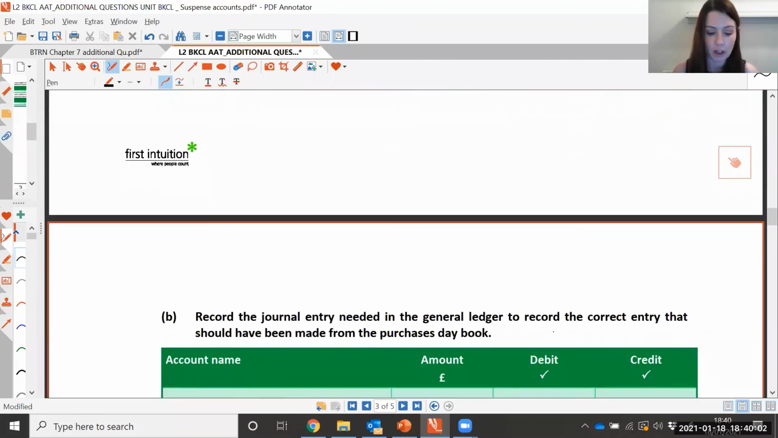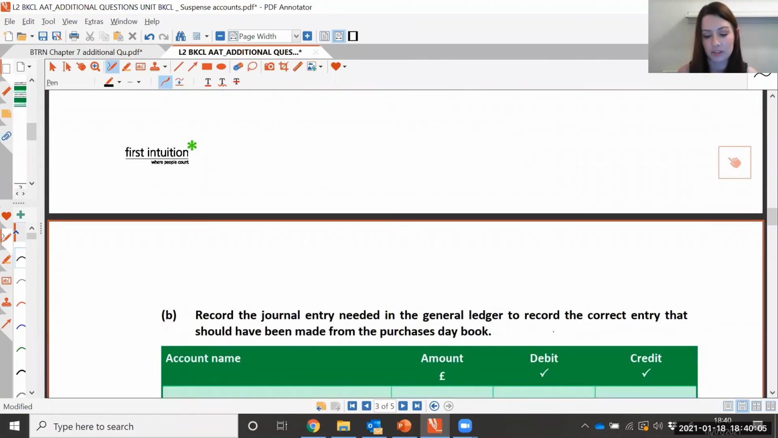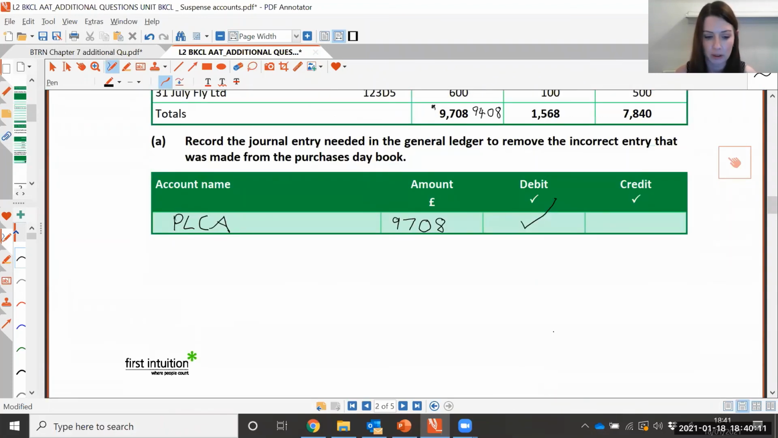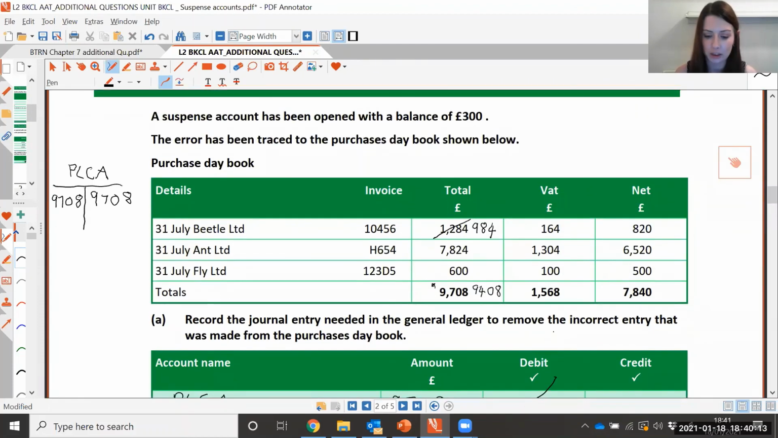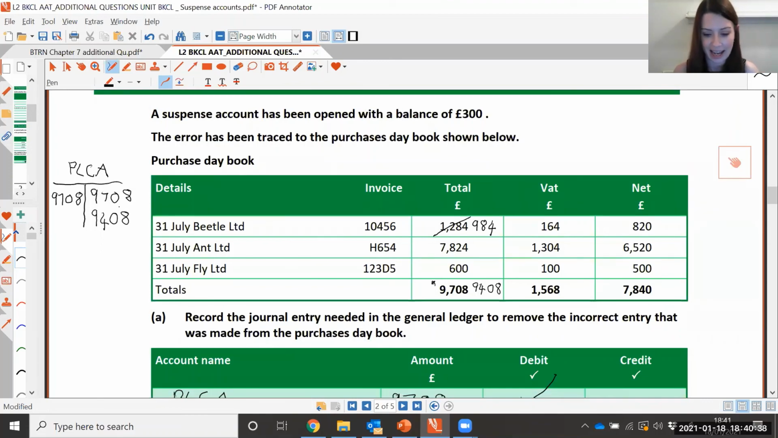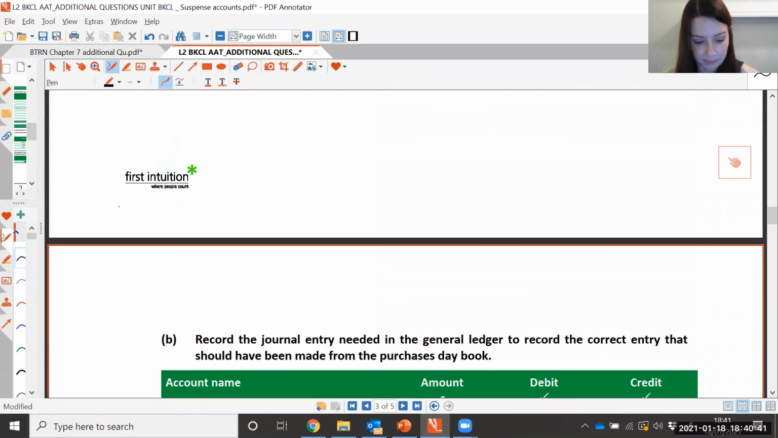So part B, record the journal entry needed in the general ledger to record the correct entry that should have been made from the purchases daybook. So how do we put this entry right? Excellent. Yeah, brilliant. So to put it right, we need to credit the purchase ledger control account of the right amount, which is the 9,408.